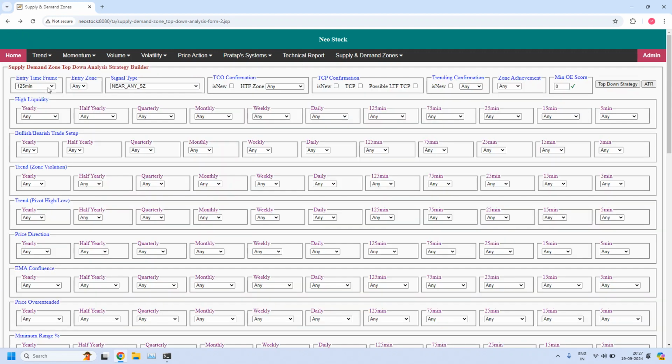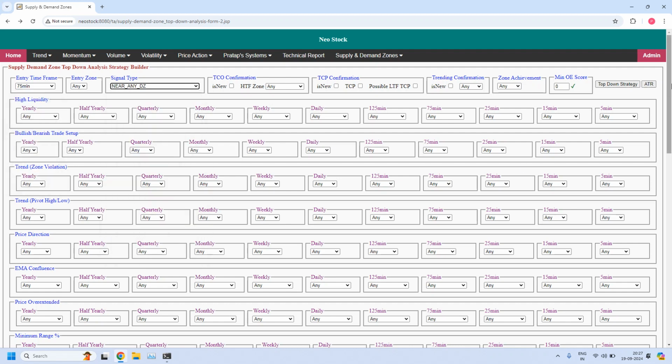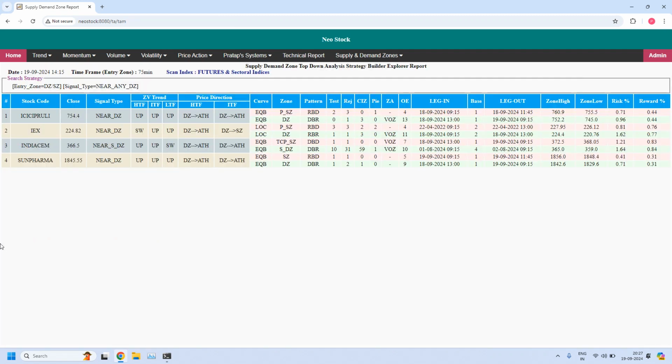Next time frame is 75 minutes. Entry time frame 75 minutes. Let us find the stocks near 75 minutes demand zone. 4 stocks are filtered.